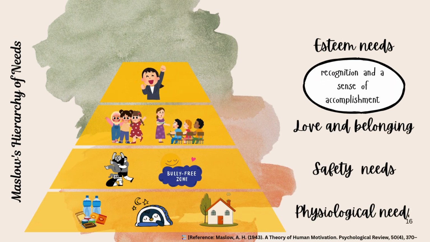The fourth level is esteem needs. At this stage, students seek recognition and a sense of accomplishment. This includes both internal esteem, feeling confident and capable, and external esteem, such as receiving praise and acknowledgement. Providing constructive feedback, celebrating student progress, and setting achievable goals are all essential to build students' self-esteem.